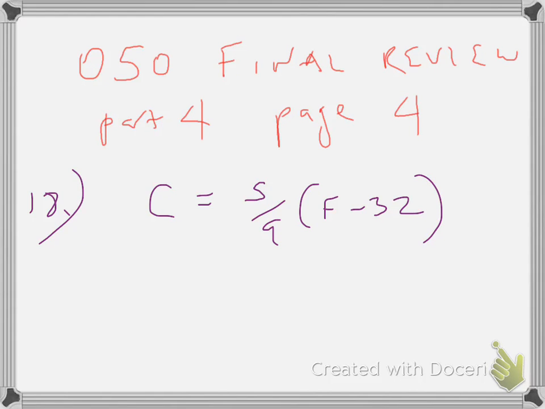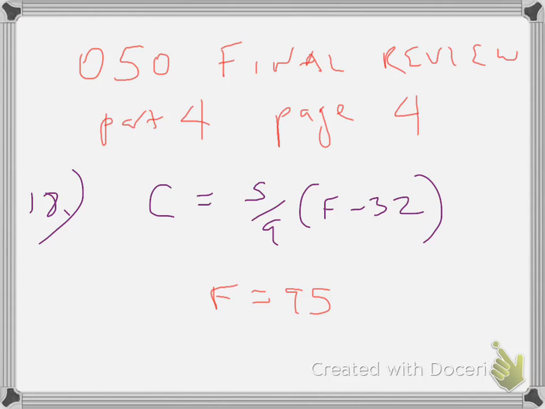Alrighty, the final review, part 4, page 4. So, we are up to number 18, which is on the top of page 4. And what we have here is a temperature problem. C equals 5/9 times quantity F minus 32, where C is degrees Celsius and F is Fahrenheit. And you could use this equation to go back and forth from those to figure out what centigrade and Fahrenheit are equivalent to. In this particular problem, they tell us that F is 95.